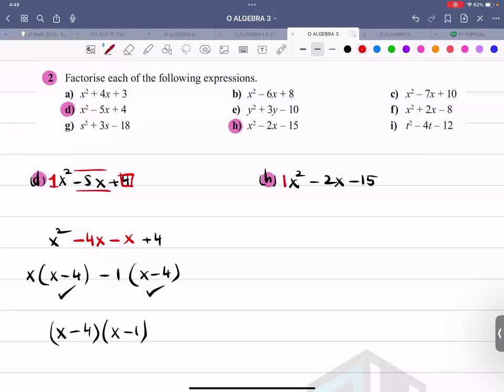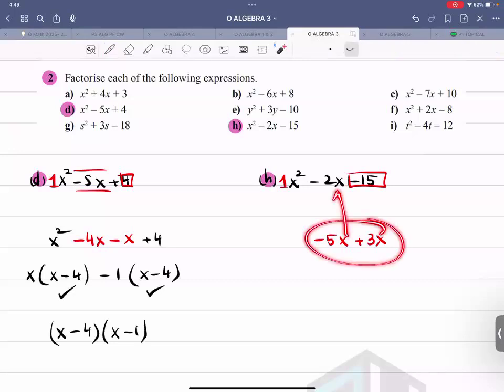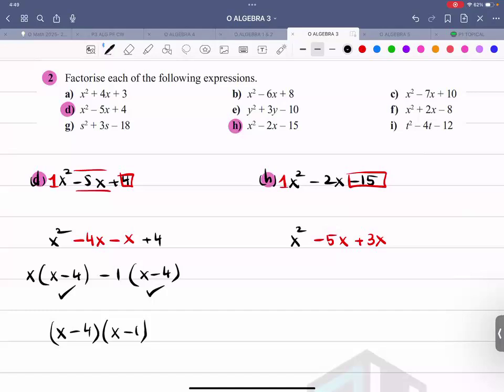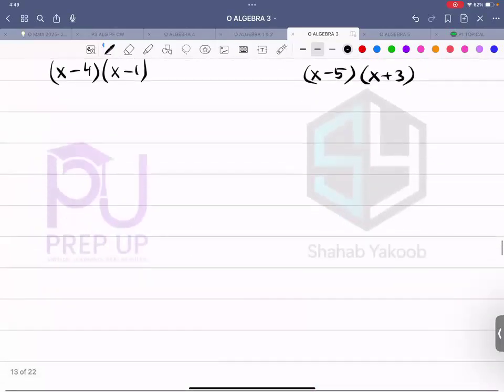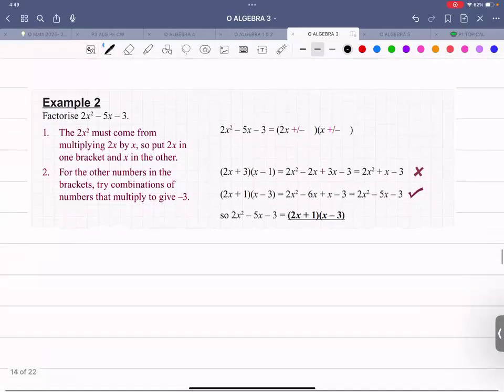Similarly, over here, this is 1. This is negative 15. Break negative 2x in such a way. So what if I write negative 5x plus 3x? This adds up to negative 2x. This multiplies to negative 15. So therefore, x squared minus 5x plus 3x minus 15. X common, x minus 5, plus 3 common, x minus 5. X minus 5 is taken common. And what are we left with? We are left with x plus 3. So I hope you are all following and this is all good, all clear.